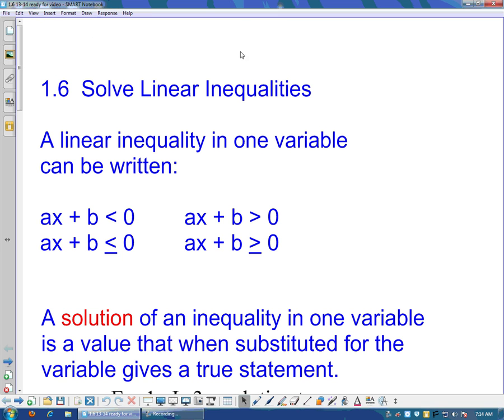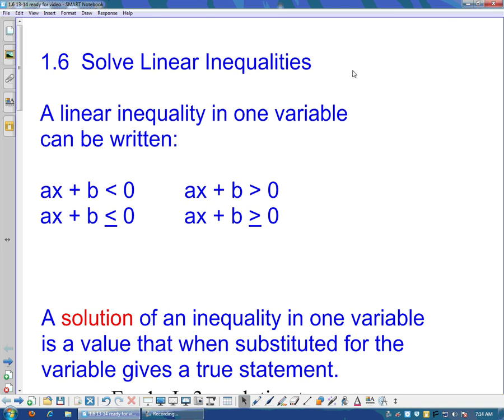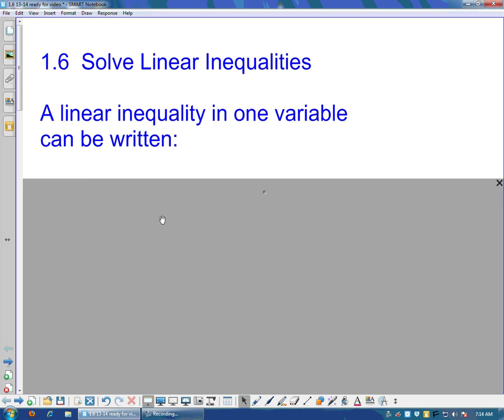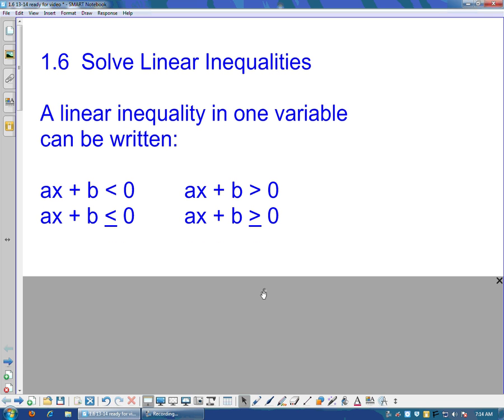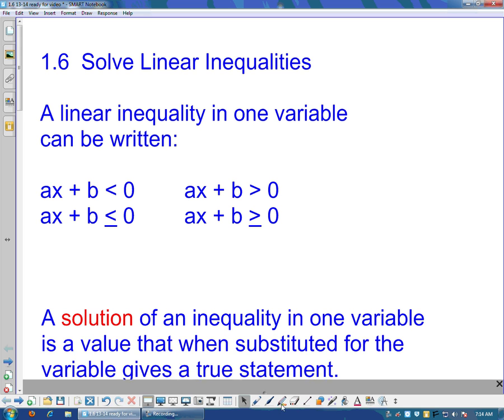This is just a quick little review for the 1.6 page of your summer review math packet. So it is on solving linear inequalities, and let's first start with what is a linear inequality. It can look like any one of these. So ax plus b is less than 0 or less than or equal to 0. Ax plus b greater than 0 or greater than or equal to 0.